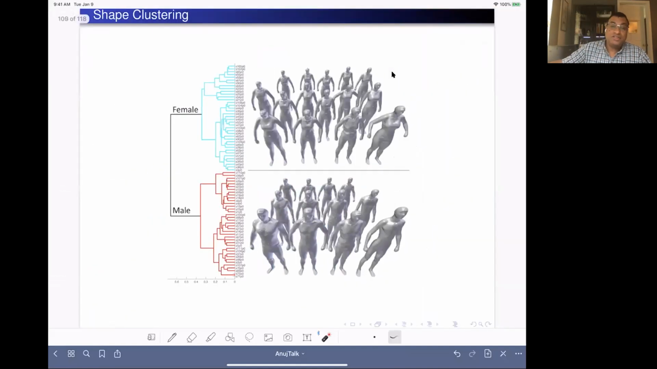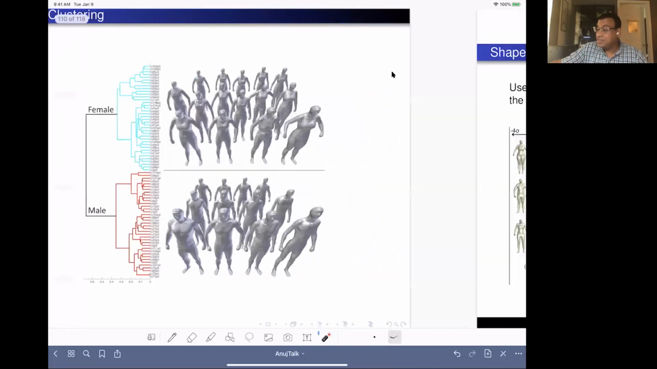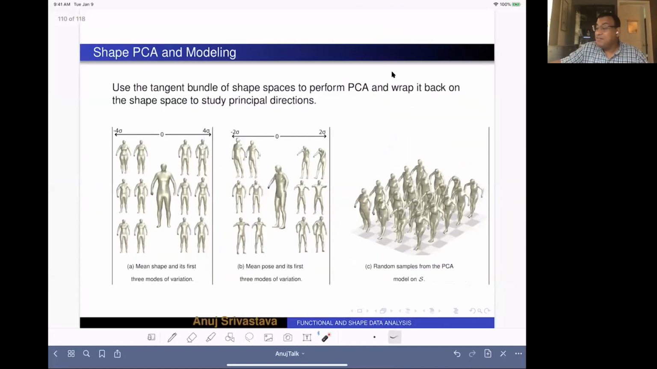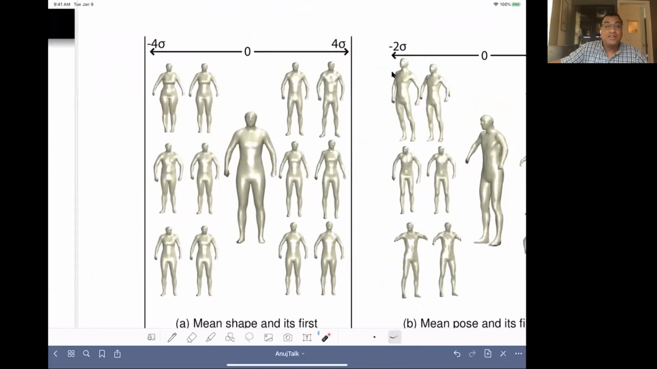Because we have shape distances, we can cluster the shapes of human bodies into different groups. In this case, it turned out, coincidentally, that the clustering based on our metric broke perfectly into male and female human bodies. It's not something that we assigned, male separately, female separately, but the metric does that too. Once we have a metric, we can actually do a principal component analysis.